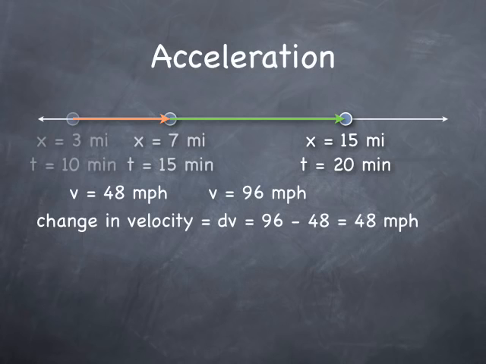The change in velocity, dv, or the difference in v, is 96 minus 48, which is 48 miles per hour. That means we accelerated 48 miles per hour since the first leg of the journey. This does not mean that our acceleration is 48 miles per hour. You cannot accelerate at 48 miles per hour. You need an extra unit of time. It's very confusing, so I'm going to try to explain it with a more familiar concept.